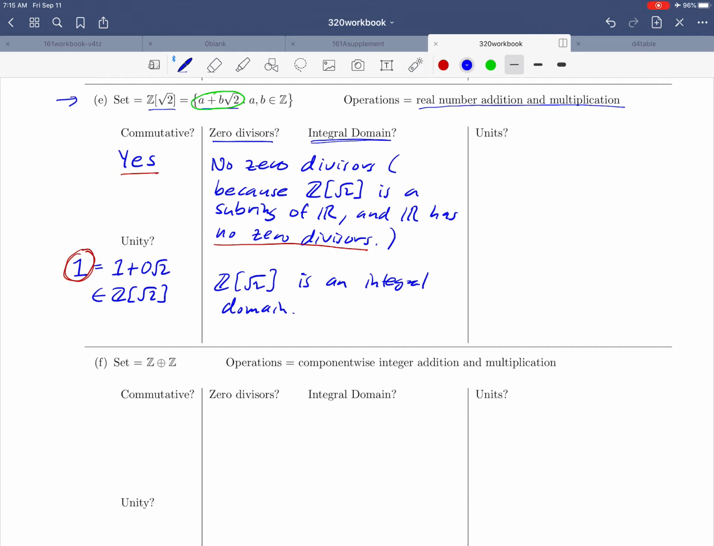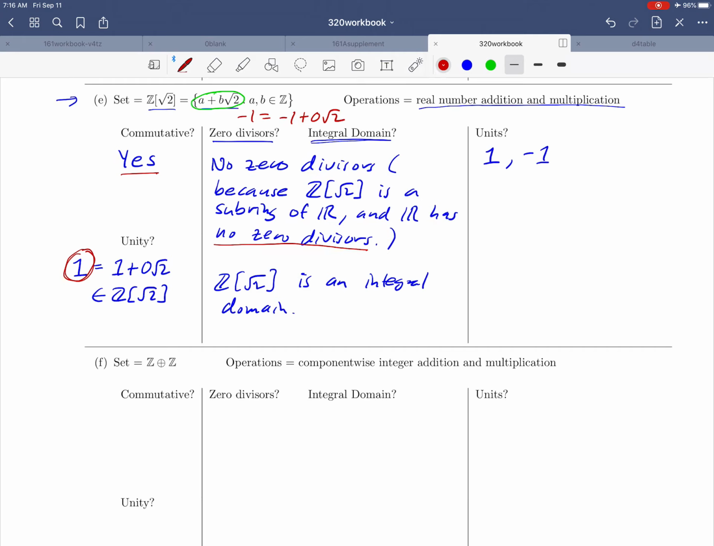And does it have any units? Well, one unit that it has to have is the unity element. It has a unity element, so 1 is on that list. And -1 is also in that set. We can write -1 as -1 plus 0 square root of 2, so that's in our set.